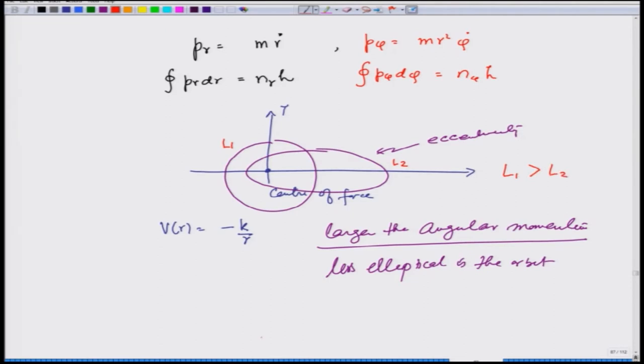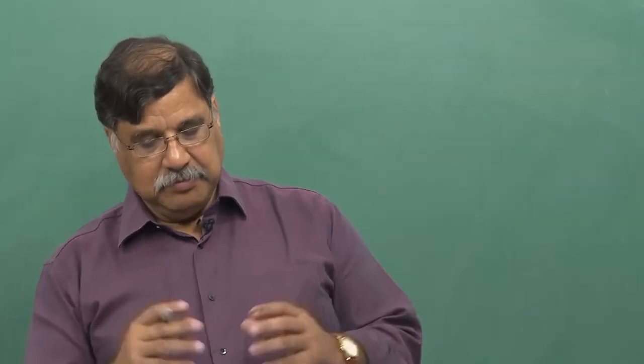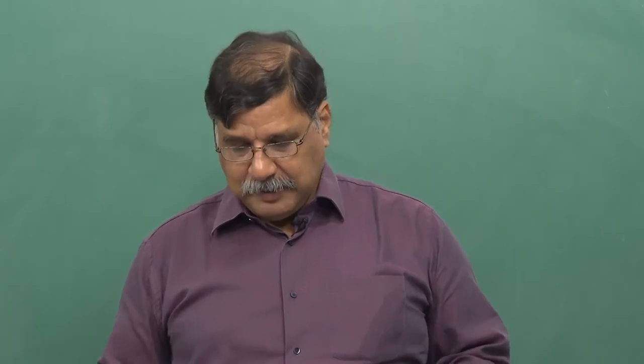This makes sense because if the angular momentum is 0, L equal to 0, then the motion will be linear passing through the origin. So, the smaller the angular momentum, the larger the ellipticity or eccentricity of the orbit, all right. Now, let us apply quantum conditions.